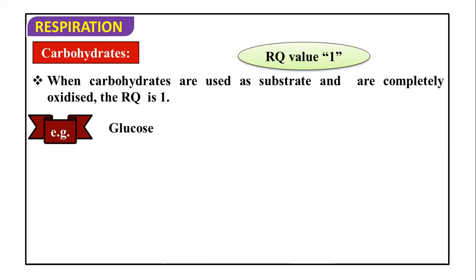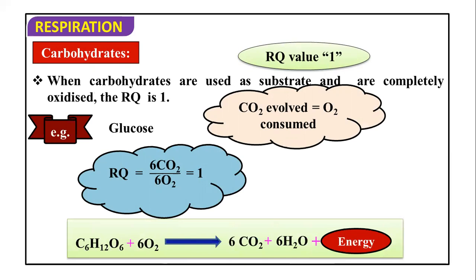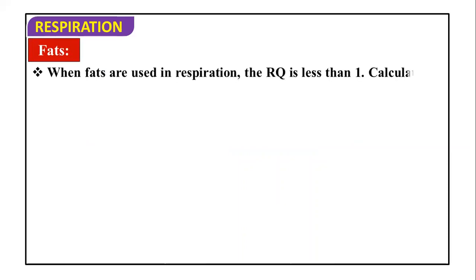If we consider an example, glucose: the CO2 evolved upon O2 consumed. In the reaction C6H12O6 plus 6O2, 6 CO2 are released along with 6 water and energy. So 6 CO2 upon 6 O2 gives the value 1. Because of this, the respiratory quotient when a carbohydrate is the substrate is 1. Now fat. When fats are used in respiration, the RQ is less than 1.